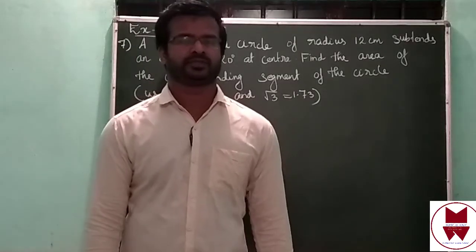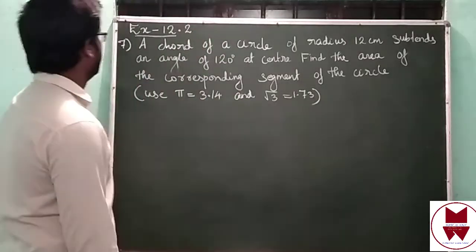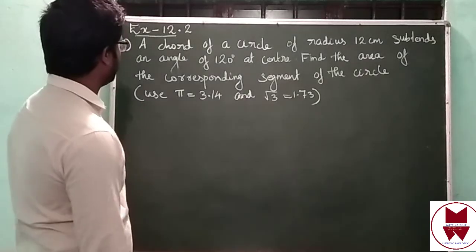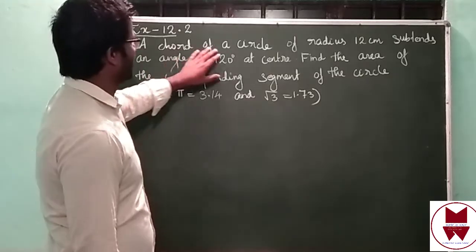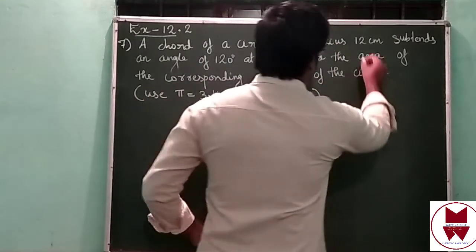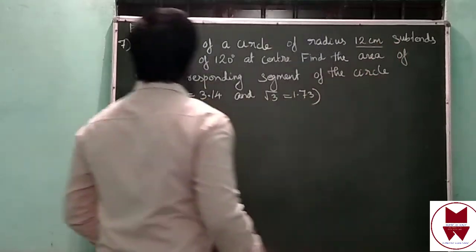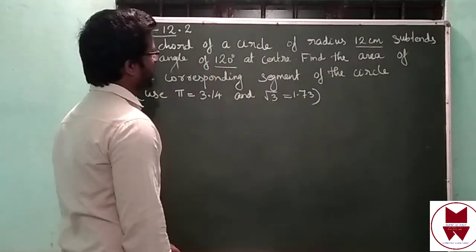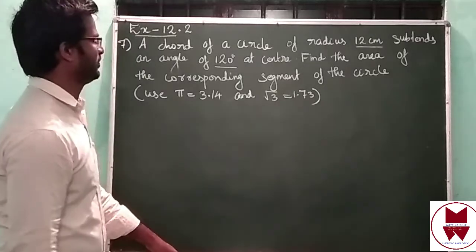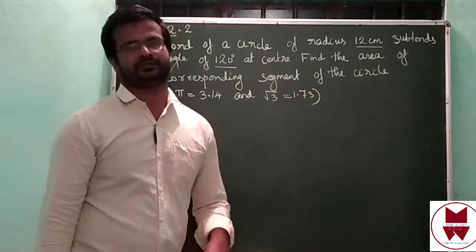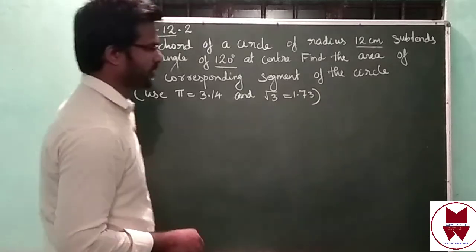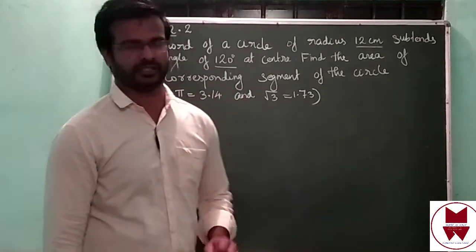Hi students, today we will study exercise 12.2, question number 7. What is the question? A chord of a circle of radius 12 centimeter subtends an angle of 120 degrees at the center. Find the area of the corresponding segment of the circle. This is our question. Before starting, there are some basic things you have to study.